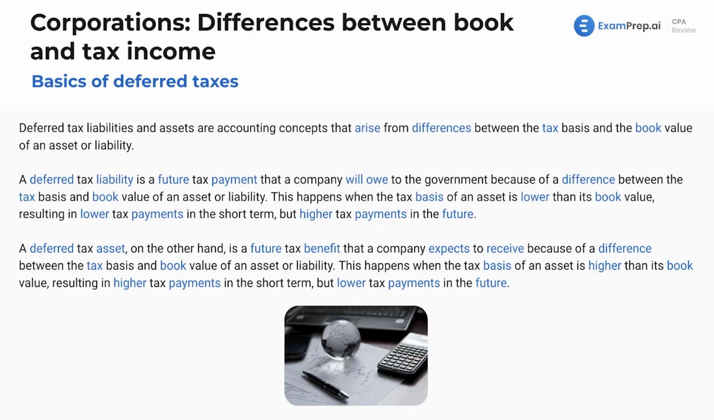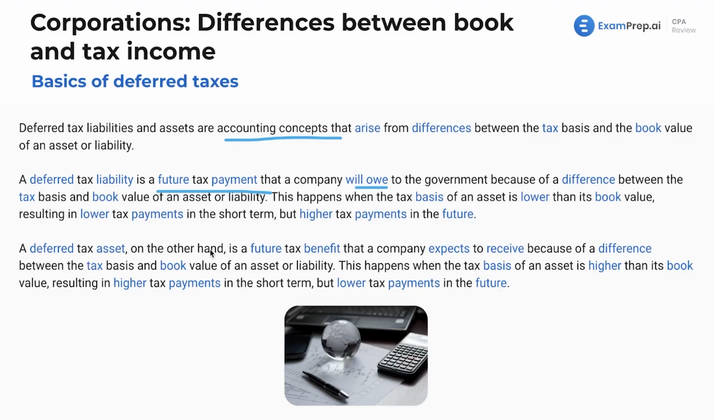All right, talking more about these deferred taxes. This is, like I said, more important on the financial exam, but this very much helps us to understand everything we've been seeing so far in this lesson. Deferred tax liabilities and assets are accounting concepts that do arise from these temporary differences. Deferred tax liability is a future tax payment that a company will owe to the government because of a difference between the tax basis and book value of an asset or liability. This happens when the tax basis of an asset is lower than its book value, resulting in lower tax payments in the short term, but higher tax payments in the future. This is just talking about what we just saw in the prior slide as well.